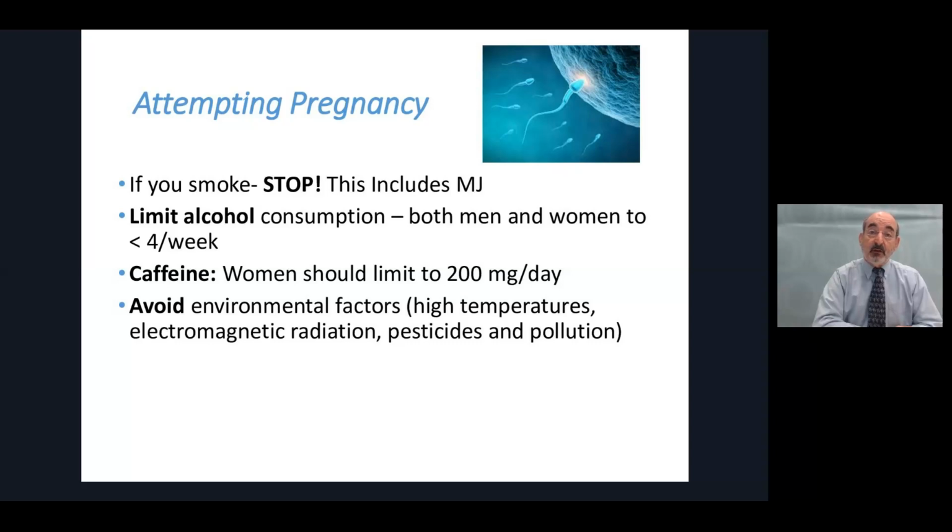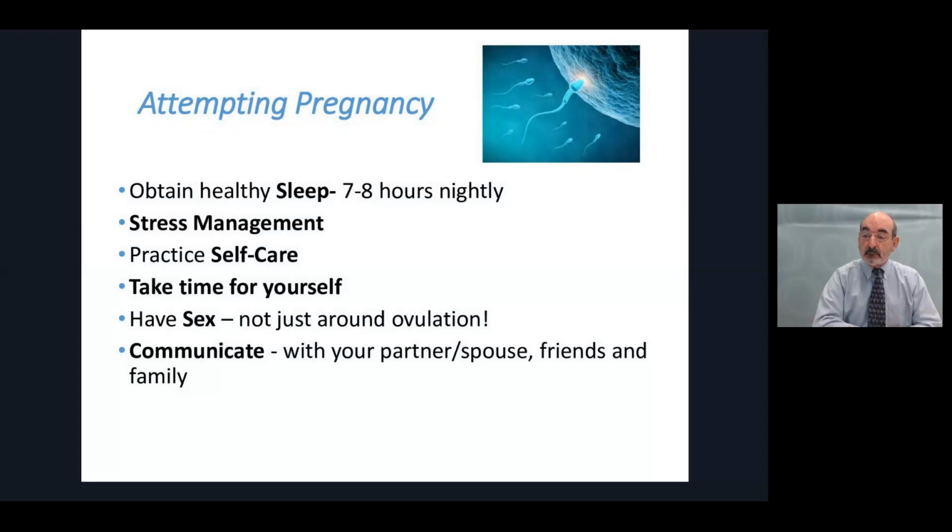Caffeine can be utilized, but again, my recommendation would be to limit your caffeine use to 200 milligrams a day. For men, there's no clear evidence that caffeine has negative influence on fertility. But again, I think it's probably reasonable to limit caffeine intake to 200 to 500 milligrams a day for general health and well-being. Environmental issues, as we talked about too, to avoid things that we know we're exposed to. Healthy sleep is important. Try to maintain sleep habits where you can get 7 to 8 hours of useful, healthy sleep every night. Stress management and self-care are very important.